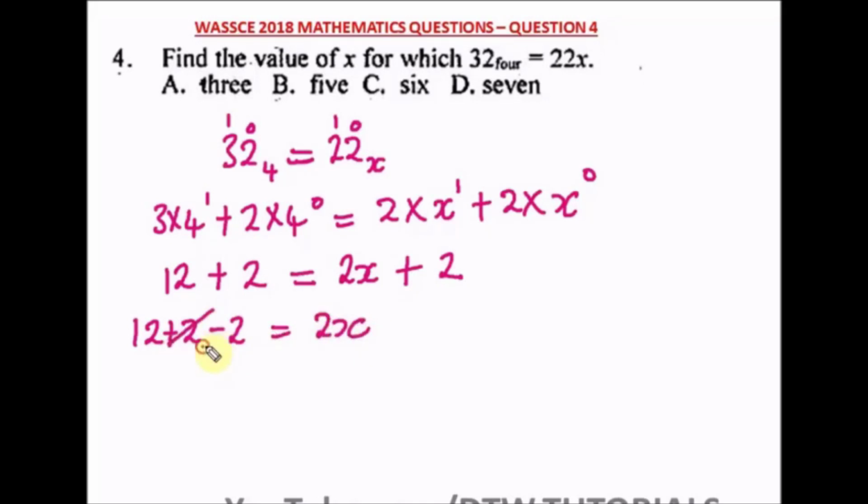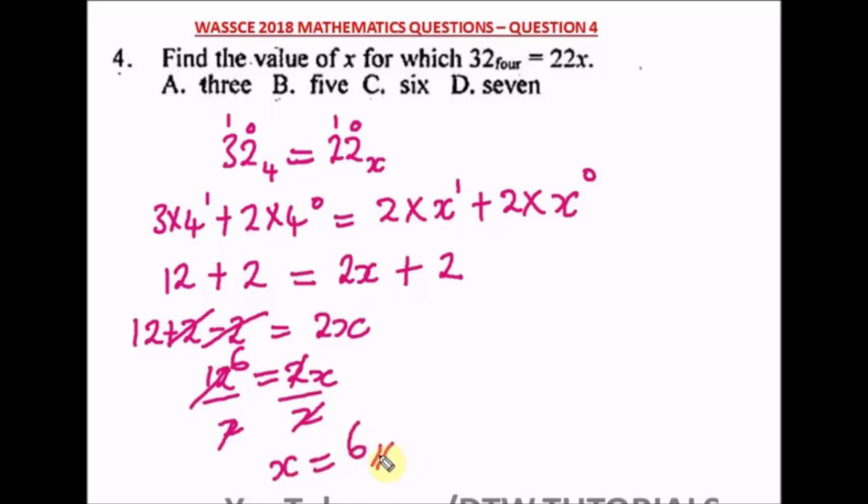So plus 2 minus 2 will give us what? Is 0. So we're left with 12 equal to what? 2x. Divide both sides by 2. What do we have? 2 in 12 will give us how many times? 6 times. Okay, so we have x is equal to what? 6. So the value of x is 6, and our right option here is option C.